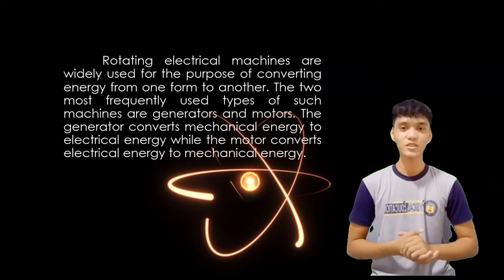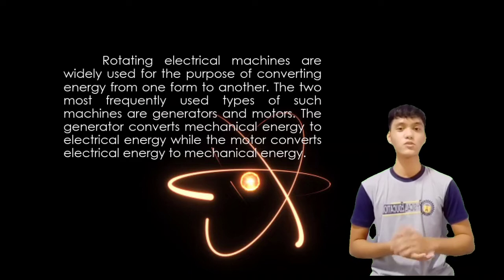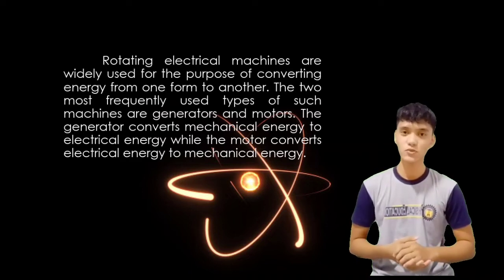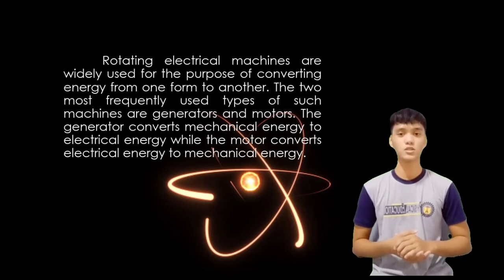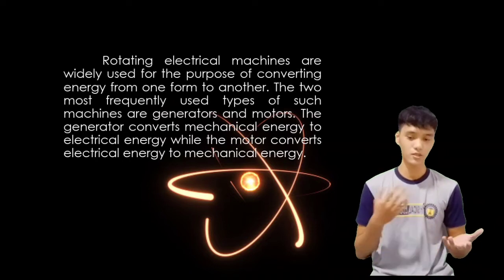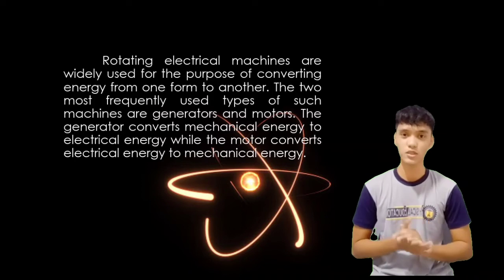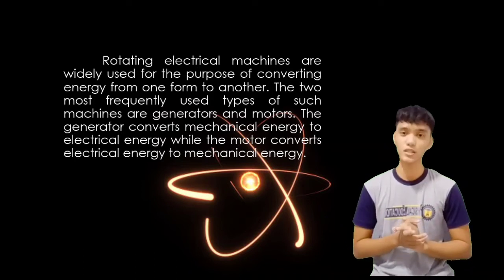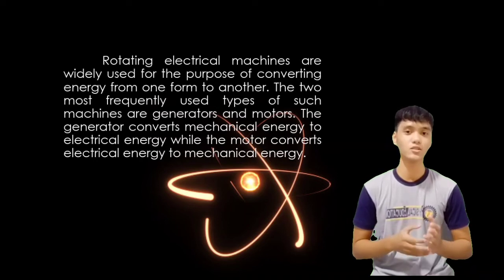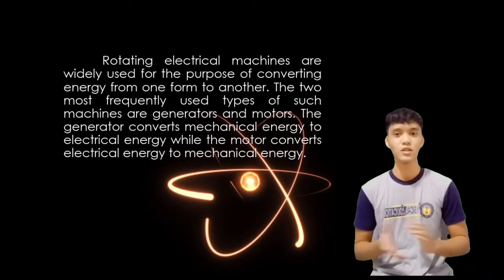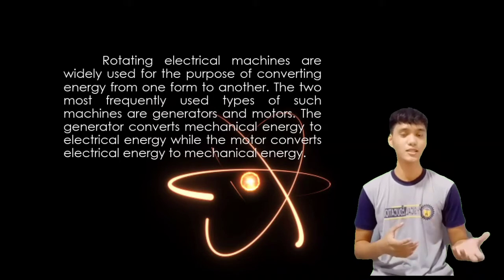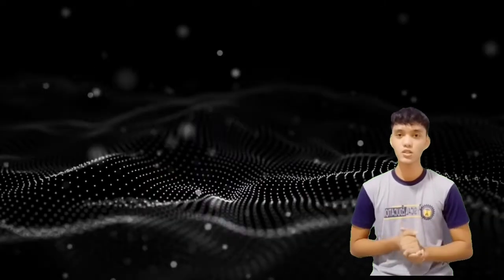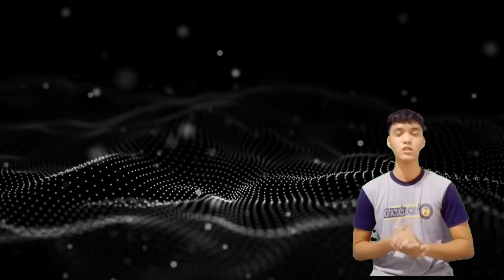Rotating electrical machines are widely used for converting energy from one form to another. The two most frequently used types of such machines are generators and motors. What does it mean, converting energy from one form to another? The generator converts mechanical energy to electrical energy, while the motor converts electrical energy to mechanical energy. For today, we will only focus on the generator.